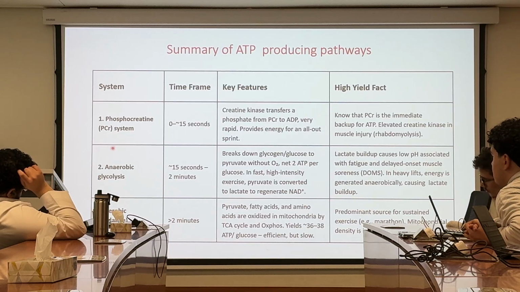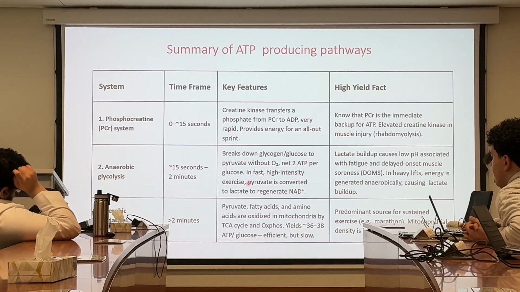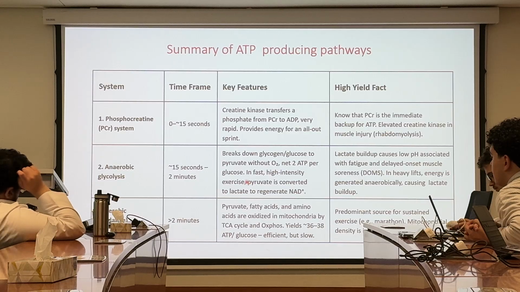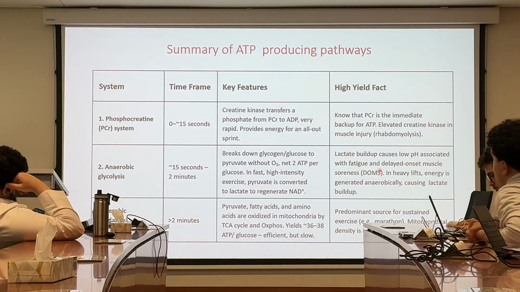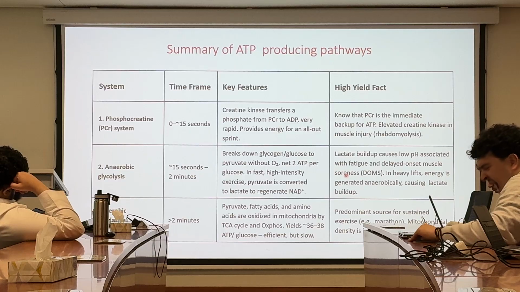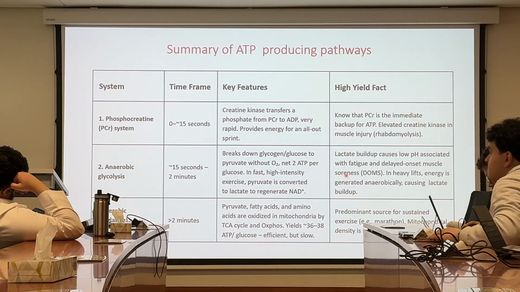Anaerobic glycolysis, again, breakdown of glycogen and glucose inside the cell. You get the energy very, very fast, high intensity exercise, but very inefficient, obviously, all right? And again, lactate buildup will cause low pH, and this generally is what results in delayed onset muscle soreness. Okay? That soreness that you get, you know what is soreness? The pain. Okay, that pain. That soreness that you get the next day.